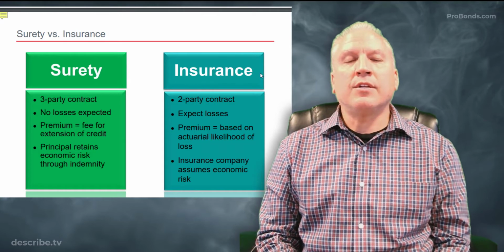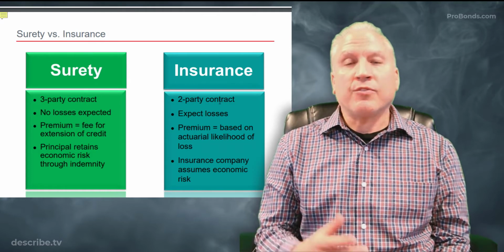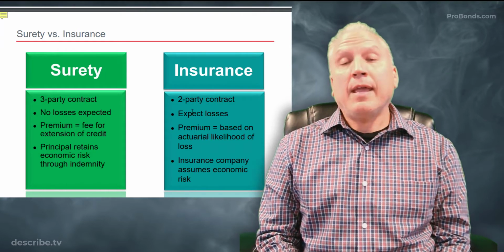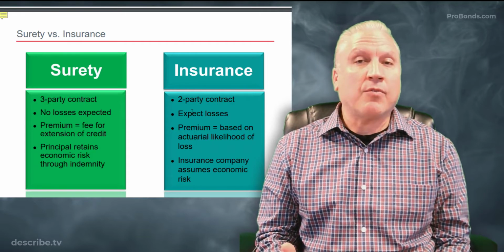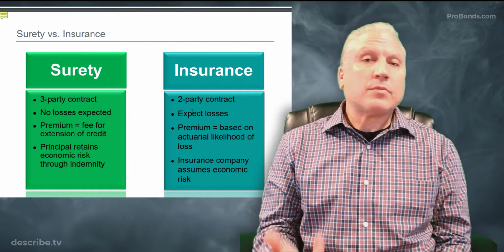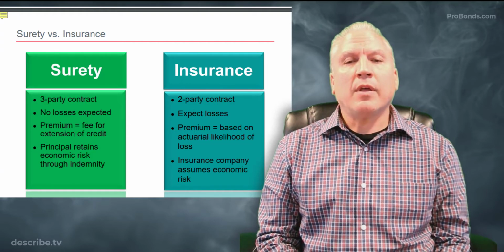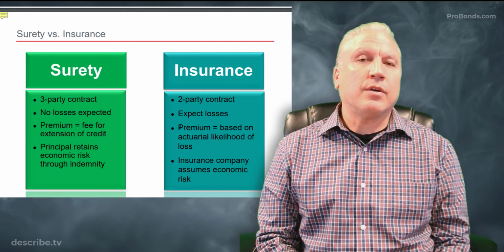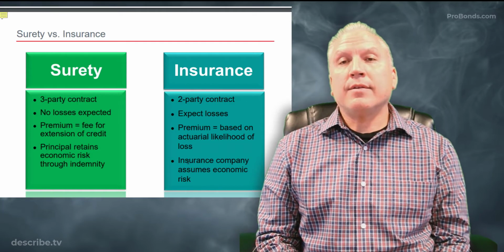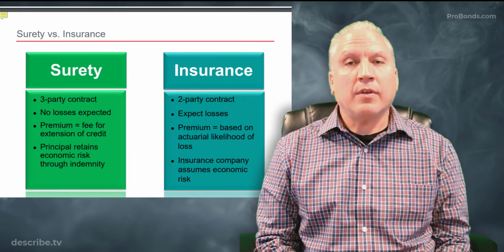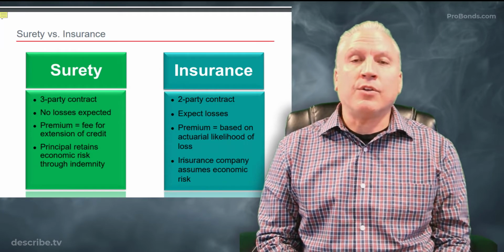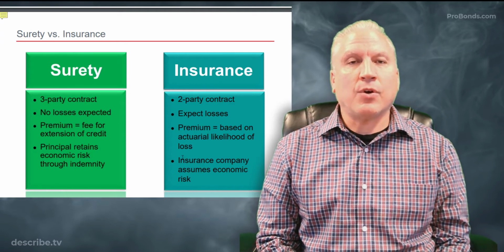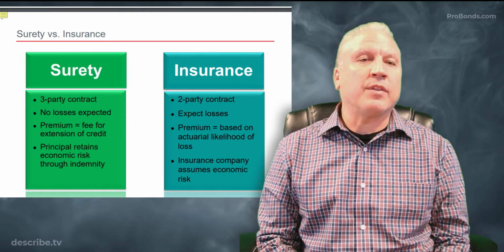Insurance is different in many ways. There's only two parties, you and the insurance company. They expect to have losses. That's why you have coverage. If you crash your car, tree lands on your house, they pay for it. And the premium is based on the actual likelihood of loss. And the insurance company's taking the risk. If you crash your car and they pay a claim, you don't have to pay them back. So those are the main differences between the two.